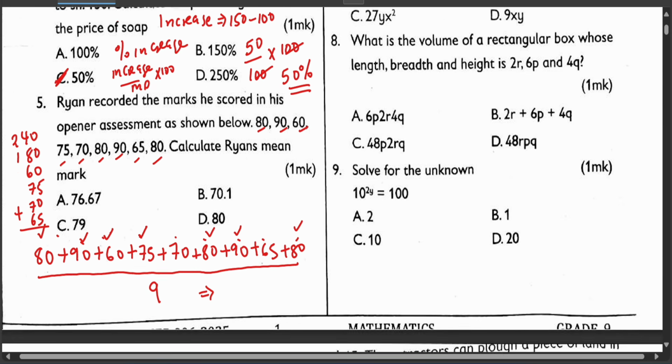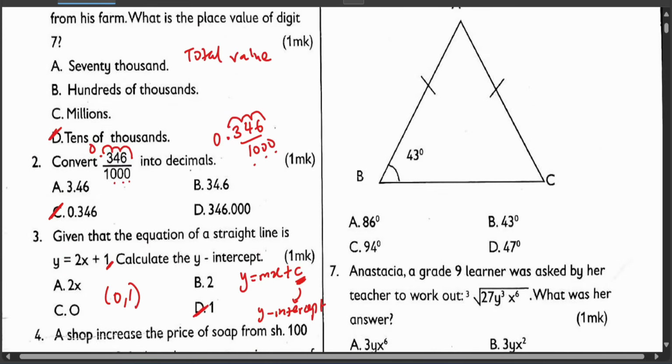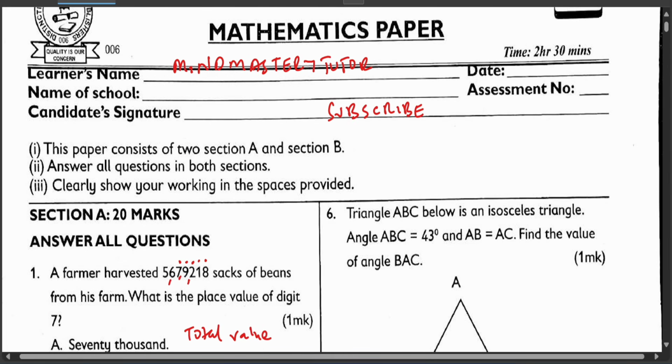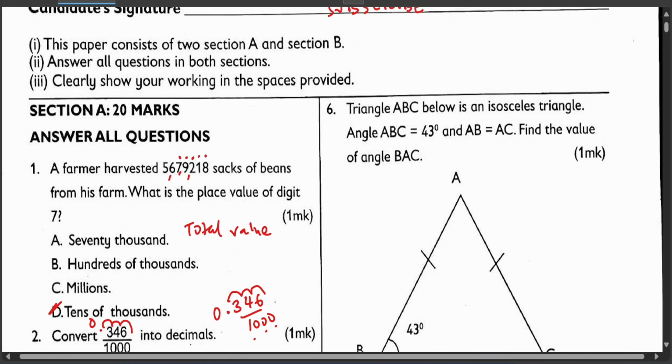So 690 we divide by 9. So calculators allowed again. 690 divided by 9, 76.67. 76.67. That's your mean mark. Kwa nini ni wa stress kama calculator ipo ikubaliwa? Hebu hata angalia answer. Unajua calculators allowed.